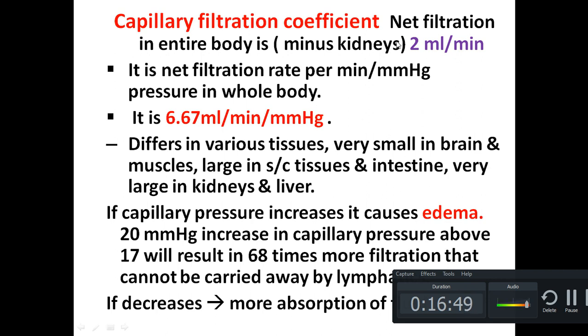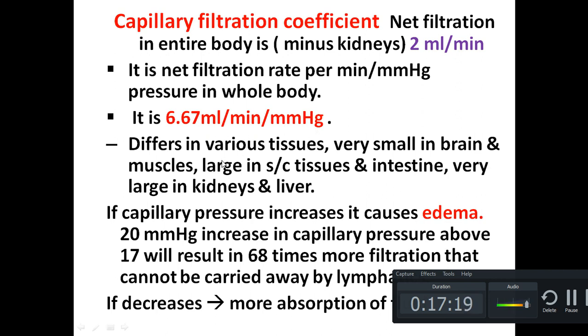So the filtration coefficient is the net filtration of the entire body minus the kidneys, and for the entire body it is 2 ml per minute. So it's a net filtration rate per minute per millimeter of mercury pressure in the whole body. This is the capillary filtration coefficient. So its value is 6.67 ml per minute per millimeter of mercury pressure.